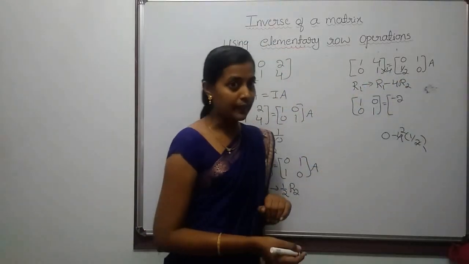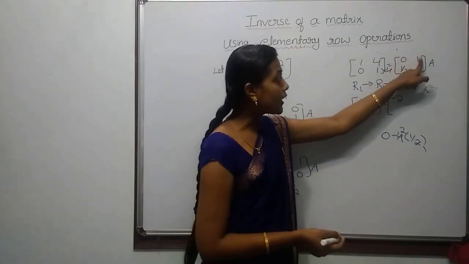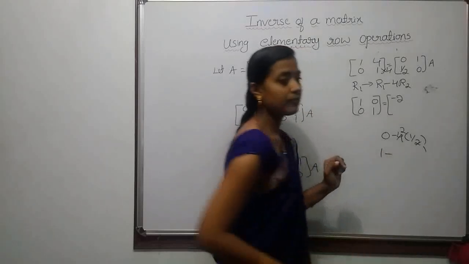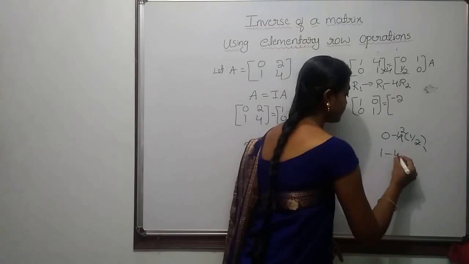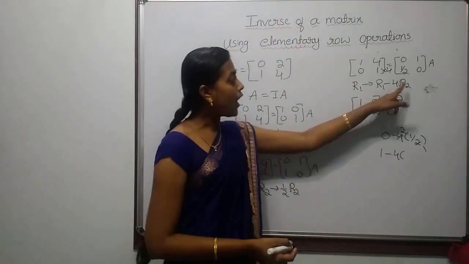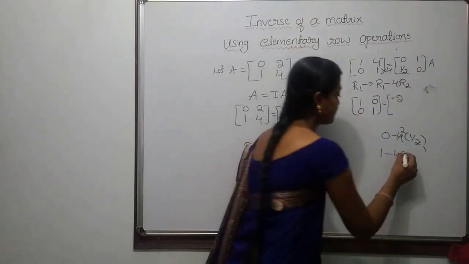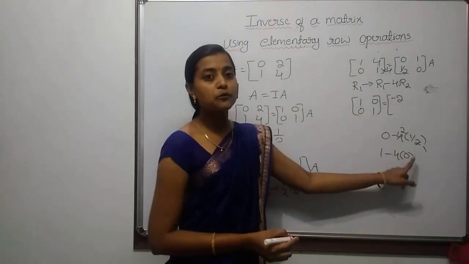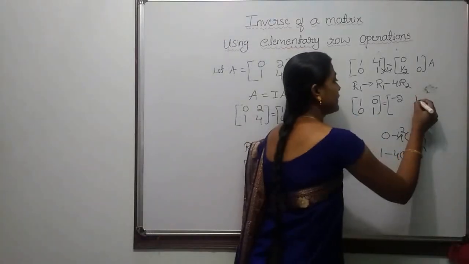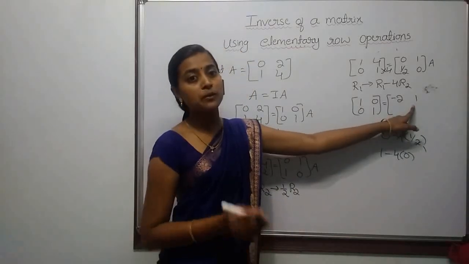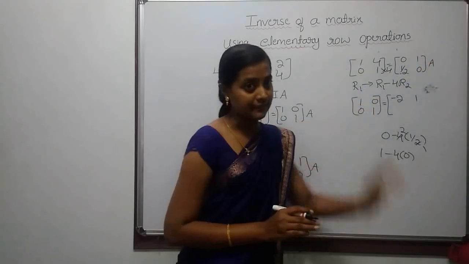Next, for the second element, first term is R1. Second element of R1 is 1. Minus this 4 as it is into R2. Second element of R2 is 0. 4 into 0 is 0. 1 minus 0 is 1. Second element of first row will become 1. And we keep the elements of second row as it is.